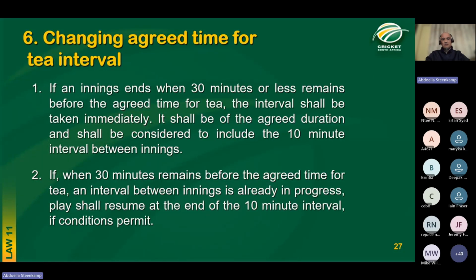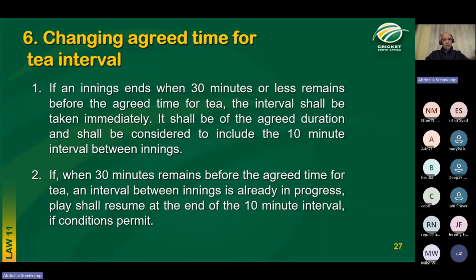So if 30 minutes remains before the agreed time for tea and there's already an interval between innings in progress, you need to take that 10-minute change of innings interval, and then play will start. I'll use an example to illustrate what 6.2 is trying to tell us. Let's say our tea is at 3 o'clock. At 14:22, Sri Lanka gets dismissed. So this is now 38 minutes to go to tea.